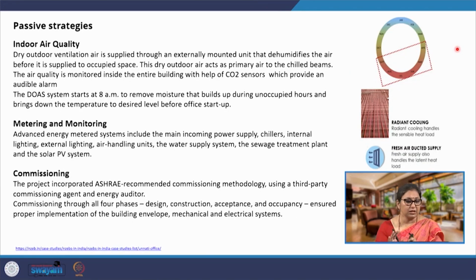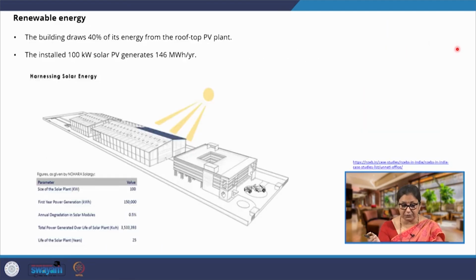Further, the indoor air quality and then monitoring and measurement of this indoor air quality and the indoor environment has been ensured to provide the occupants the thermal comfort and the comfort that they deserve. Together, this entire building, as we saw, reduced the overall energy consumption by 59%, and of the remaining energy whatever was being consumed, 40% of this energy consumption is now coming from the rooftop PV plant.